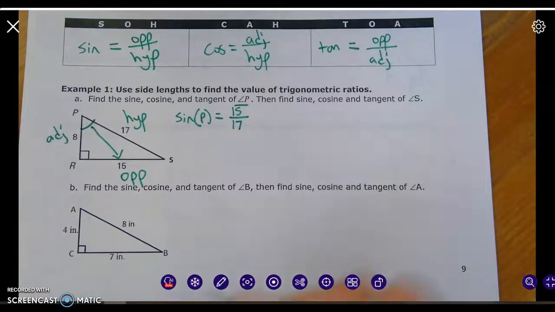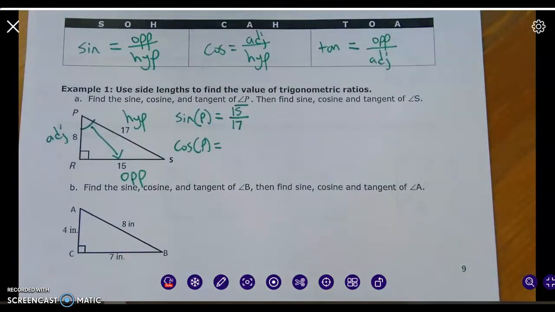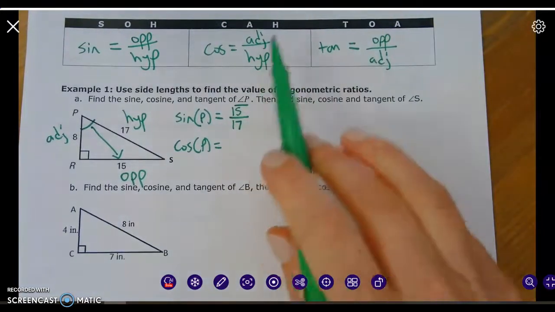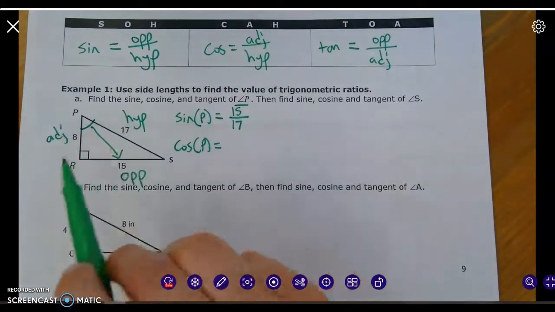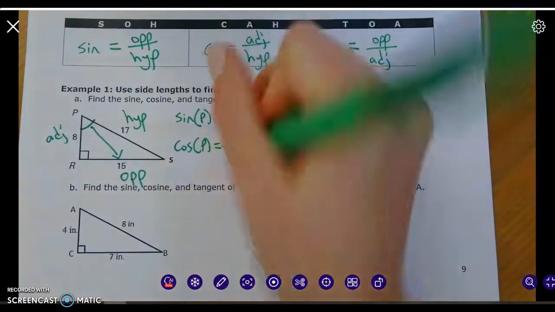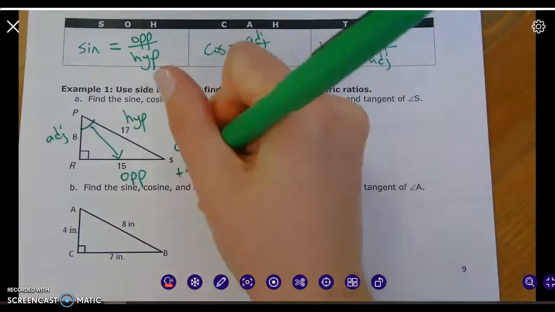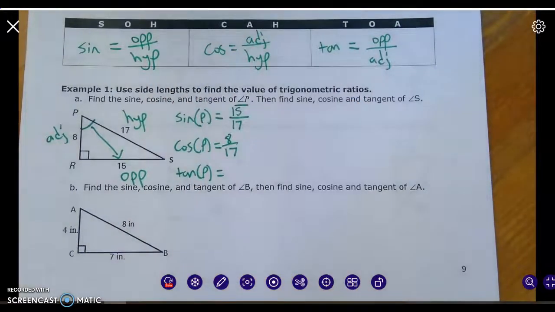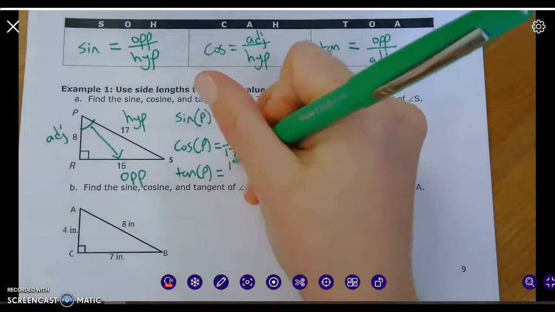You go do cosine. So cosine of P. And just read the rule. Cosine is adjacent over hypotenuse. So go find those 2 numbers on your picture. So 8 over 17. And then tan of P. Opposite over adjacent. So 15 would be on top, 8 would be on the bottom.